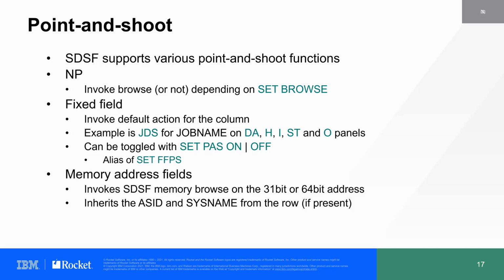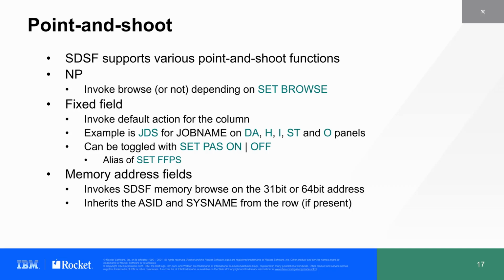And the other place we can do point and shoot, if you're on z/OS 2.5, is on memory address fields. We do have this memory browse capability in 2.5, and some of the panels will show green underlined addresses. If you position your cursor on that address, you'll be taken into memory browse. A good example of that would be the LPD panel that shows the link pack area, and you can go and browse an LPA module if you want to.